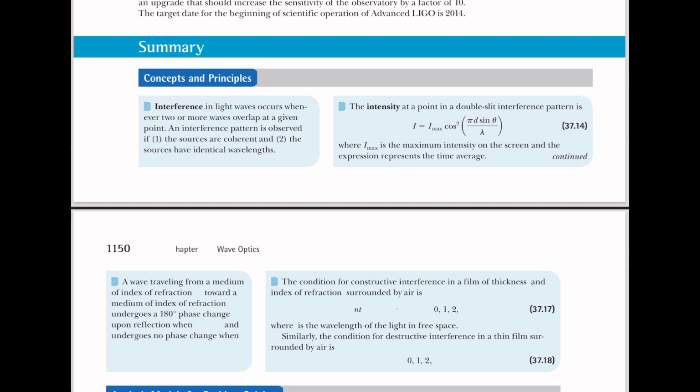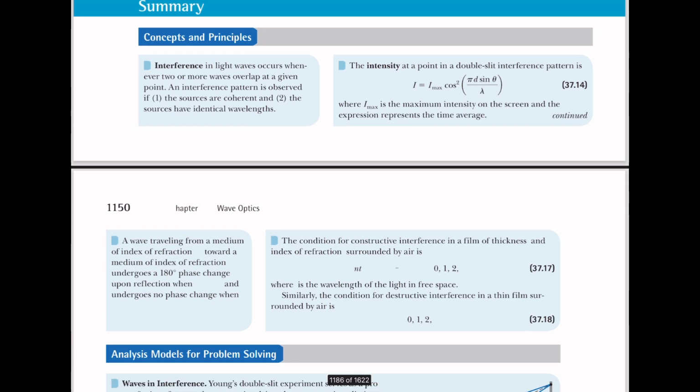We got some concepts and principles. Interference in light waves occurs whenever 2 or more waves overlap at a given point. An interference pattern is observed if 1, the sources are coherent, and 2, the sources have identical wavelengths. Okay, I remember coherent and monochromatic at the beginning of the chapter. Not really sure what coherent and monochromatic means exactly. Maybe I'll check Wikipedia really quick before going to sleep tonight.